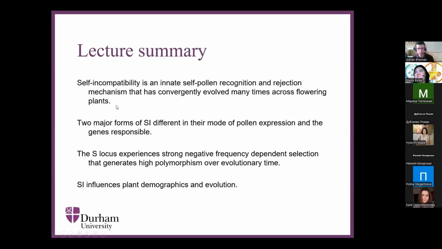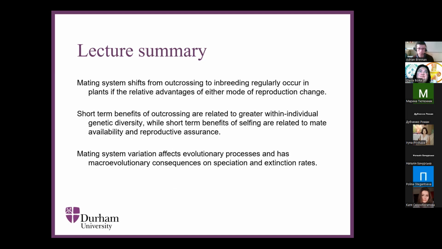We went into more detail about self-incompatibility, the various different forms that have evolved, the type of evolution that happens at the S locus with some examples. And then we looked at typical patterns of mating system shifts and the various evolutionary drivers that tend to cause them. Okay, thank you very much.